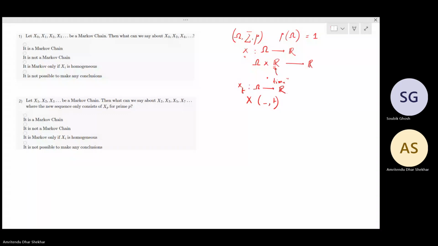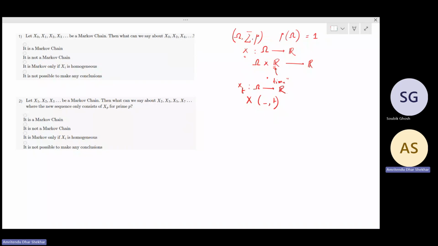Now, a Markov chain is a special example of a stochastic process which has a memoryless property. Now, this time parameter can be a discrete valued time parameter, or it can be a continuous valued time parameter. I think in this course they have restricted it to entirely discrete valued Markov chains.